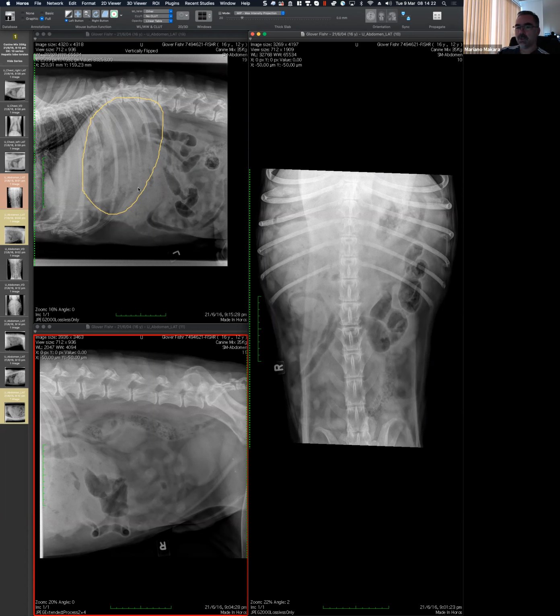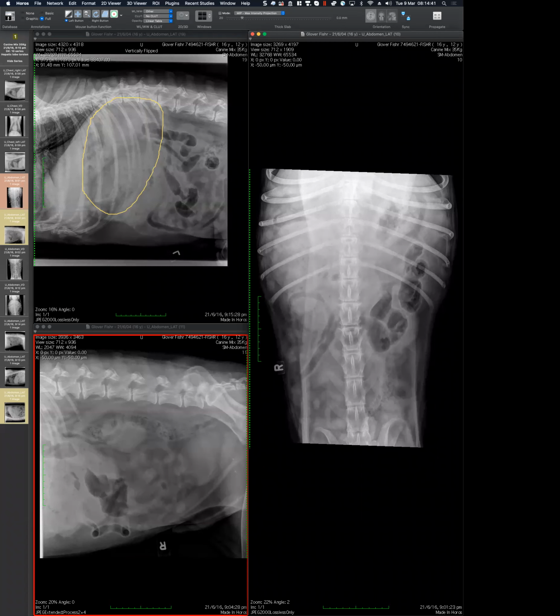My next question would be, if we all agree that the mass seems to be located more in the cranioventral abdomen, and it seems to be displacing the small intestine caudally, the next thing that I would like to go through is, what is the opacity of that mass?